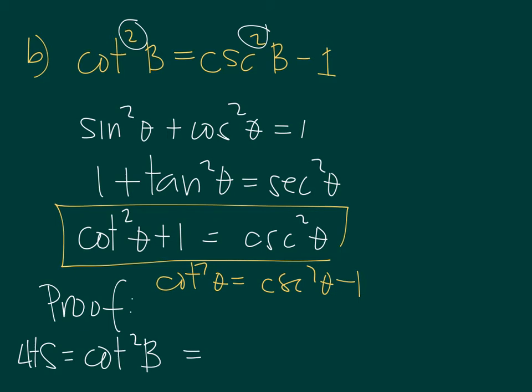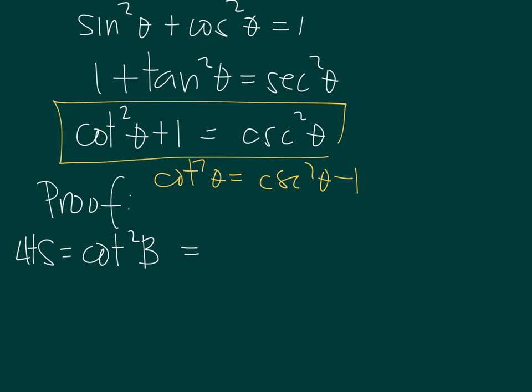So we can actually also use the conversion to sine and cosine, so that you can appreciate why these two are the same. Cotangent, so this is the same as cot B squared. What is cotangent in sine and cosine?